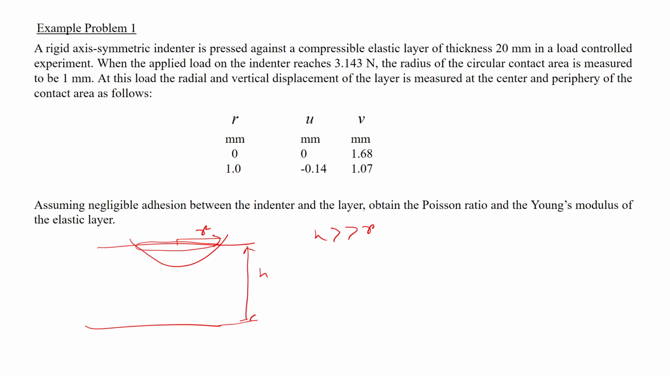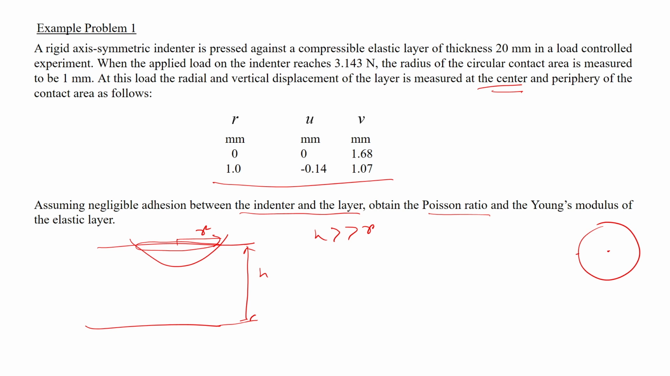Now, at this load, the radial and vertical displacements of the layer are measured at the center and at the periphery. So, there is a center here and the periphery here, at which the vertical and horizontal displacements have been measured. This is the data that has been obtained. Assuming negligible adhesion between the indenter and the layer, obtain the Poisson ratio and the Young's modulus of the elastic layer. We have to do it from the data that is given.